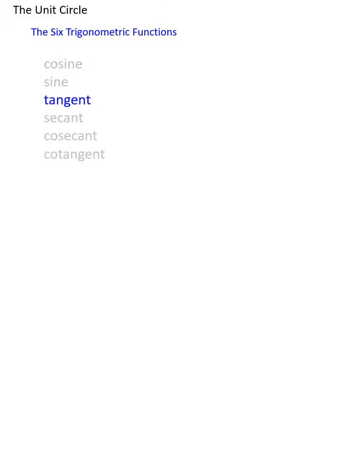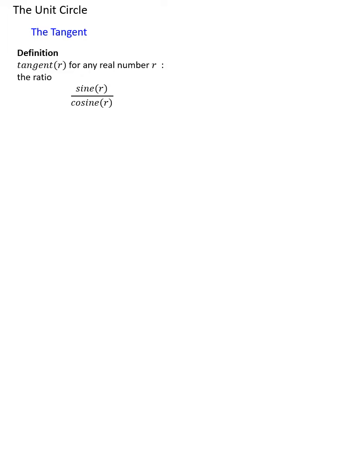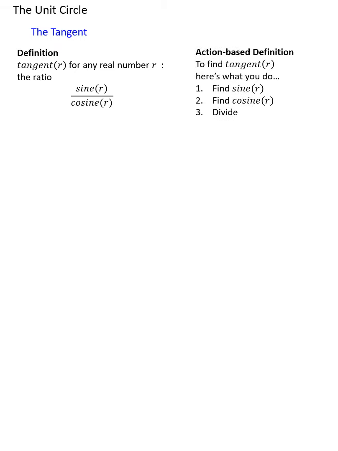So next, let's take a look at tangent. Here's the definition of tangent. Here's the action-based definition, telling you exactly what to do to get a tangent. Essentially, you find the sine and the cosine, and you divide, and that's the tangent.